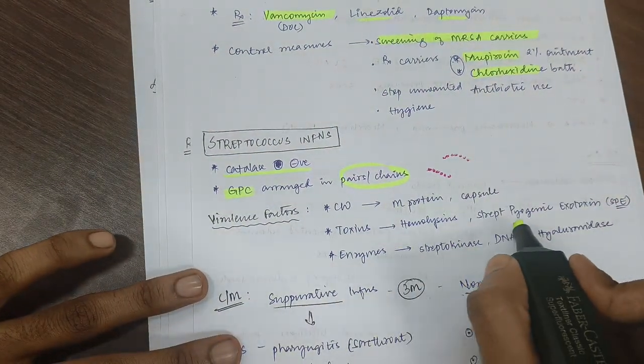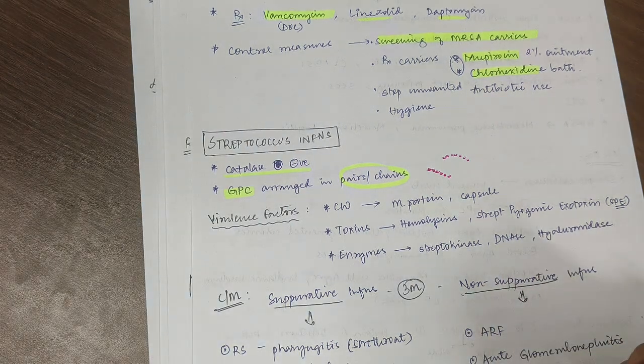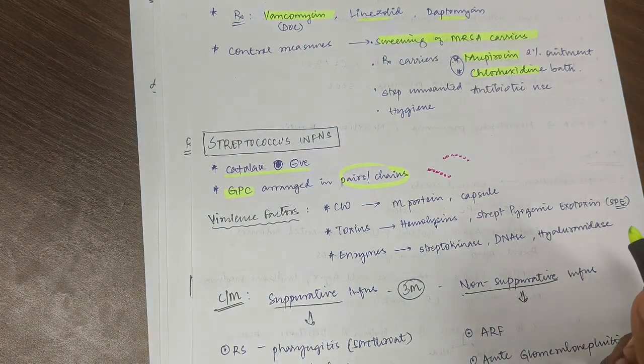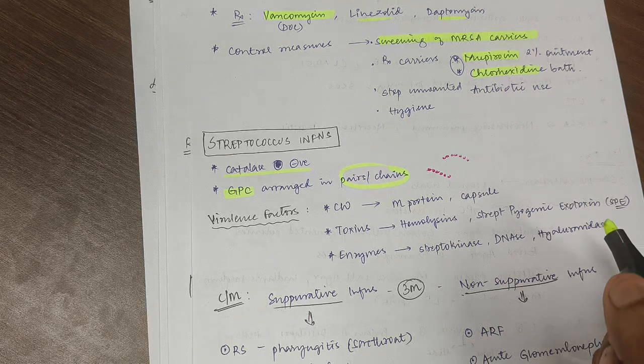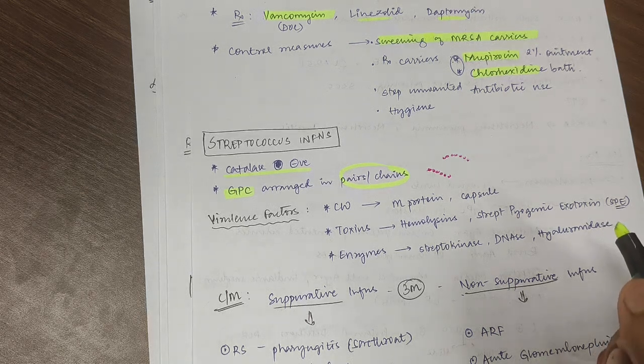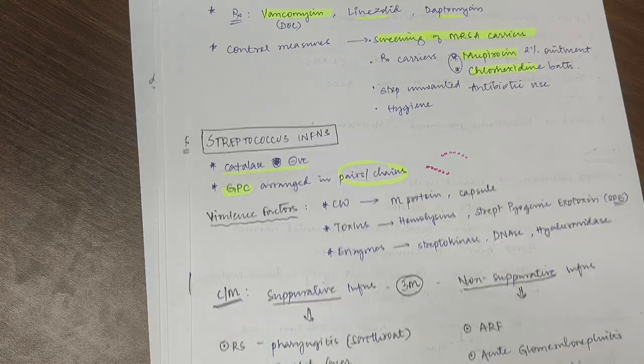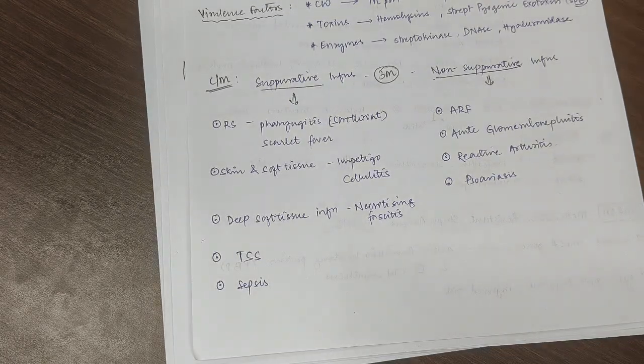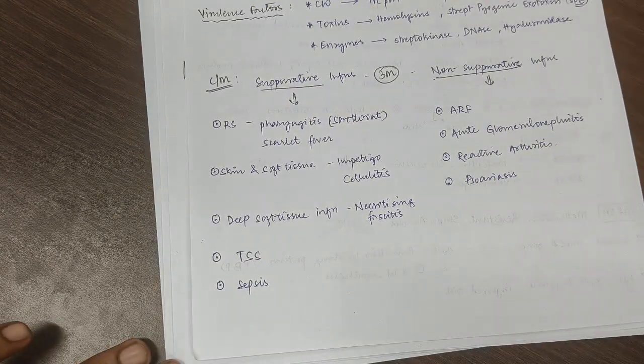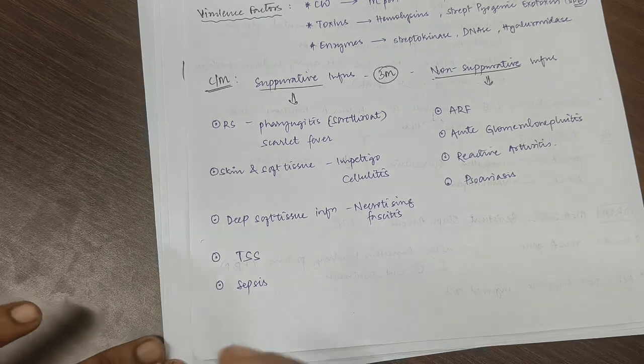Toxins are hemolysins and streptococcal pyogenic exotoxin. What are the enzymes? Streptokinase, DNase and hyaluronidase are the enzymes there. What are the clinical manifestations? Suppurative infections and non-suppurative infections, which have separately been asked for 3 marks. So please concentrate on what are the suppurative infections and what are the non-suppurative infections.